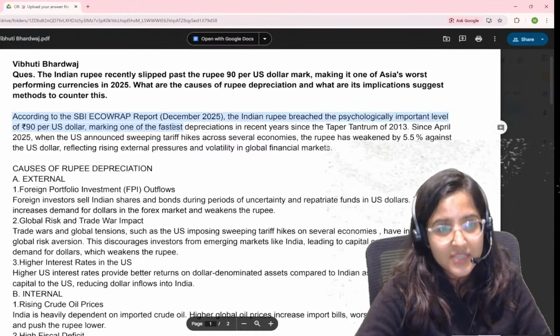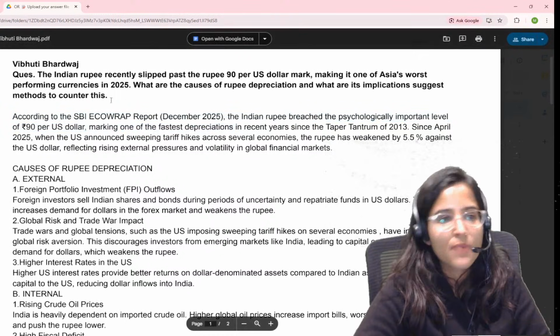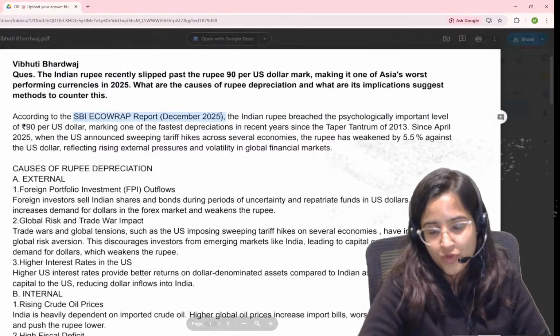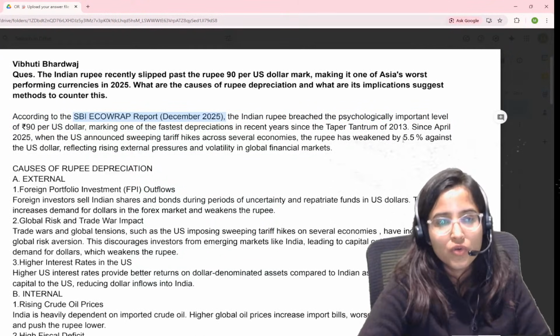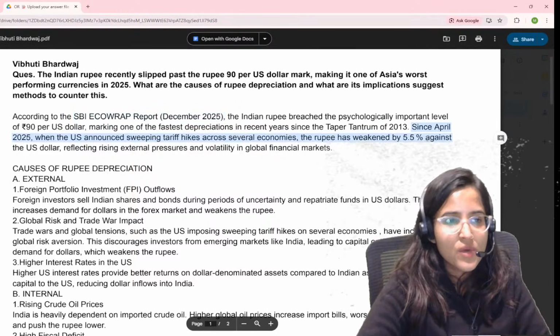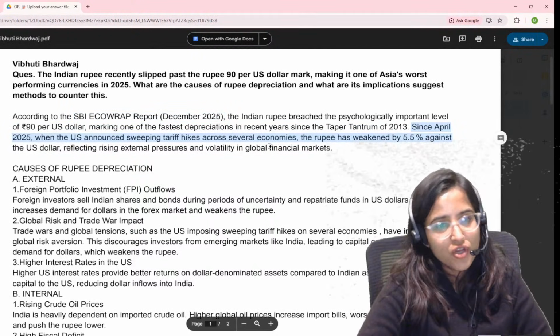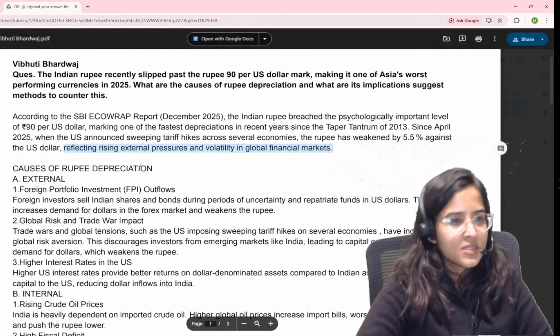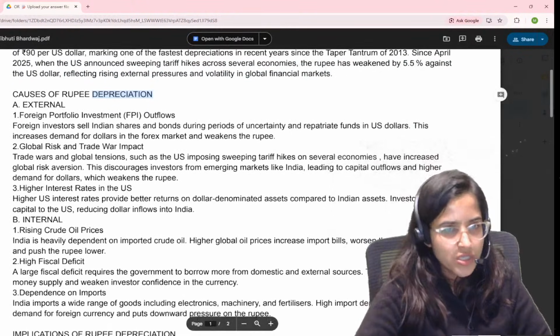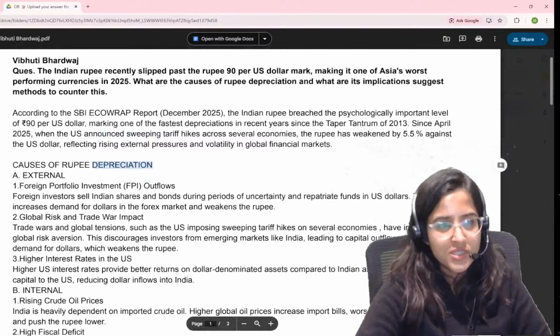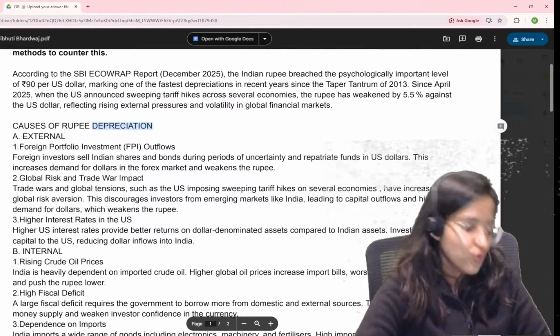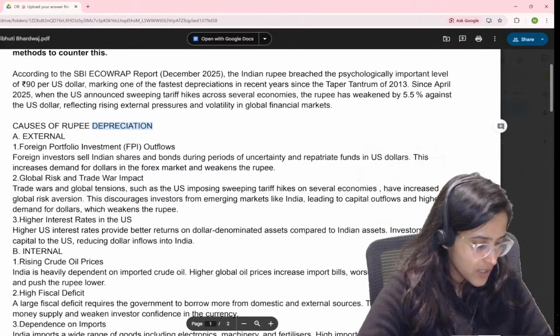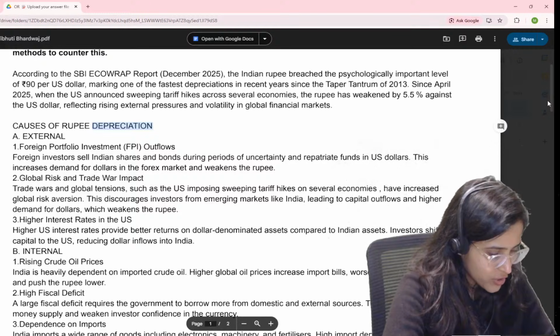Quite different, exclusive, and the report has been mentioned. So if you can remember this in the exam, on the spot, Vibhuti, then very good. Since April 25, when the US announced sweeping tariff hikes across several economies, the rupee has weakened by 5.5%, reflecting. Fine, good introduction. Here also you could have written the depreciation part a little in one line, but good introduction, Vibhuti, if you're attending the class, then good introduction, right?